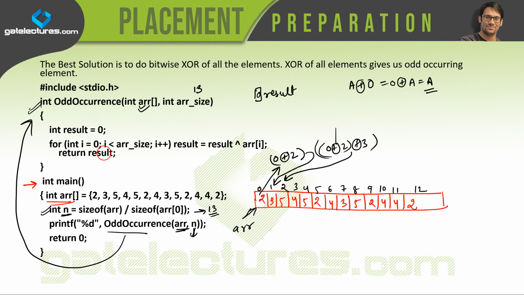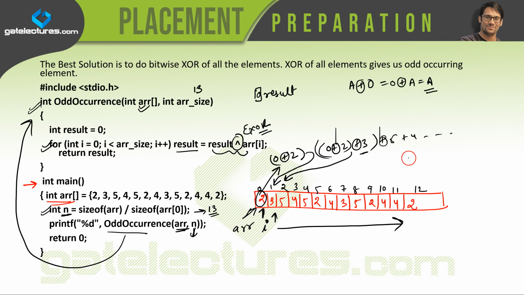So as you can see, with this loop, from i equal to 0 to i less than array size, i plus plus, we are taking a variable i from the first index location till the last index location, and we are going to do result is equal to result XOR with that particular element. So initially we are going to do 0 XOR 2, then we are going to do the result XOR with 3, then XOR with 4, 5, then XOR with 4, and so on till the end.